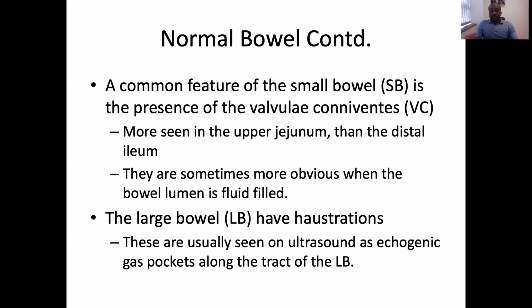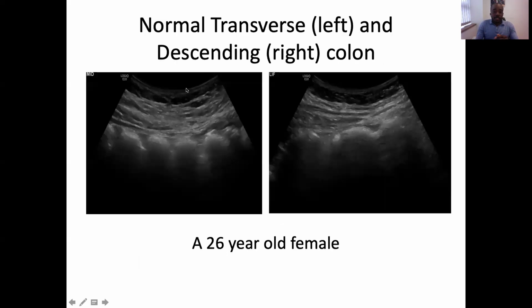But the large bowel doesn't have valvulae conniventes. They have haustrations, and this is very characteristic of the large bowel. They are usually seen on ultrasound as echogenic gas pockets along the tract of the large bowel. So usually when the large intestine is normal, you tend to see this.